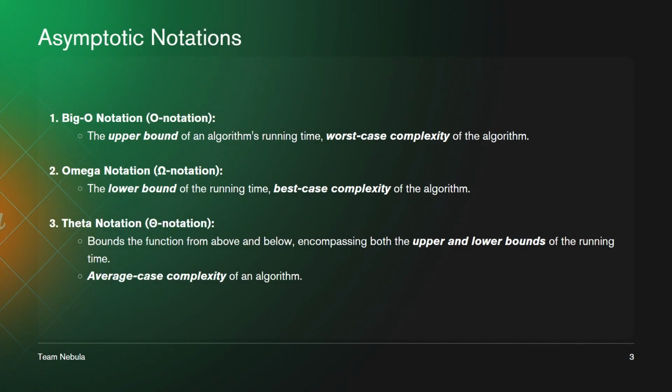The three main asymptotic notations. Big O notation. It characterizes the upper bound of an algorithm's running time, providing us with the worst-case complexity. Omega notation. It denotes the lower bound of the running time, revealing the best-case complexity of the algorithm. Theta notation. This notation bounds the function from above and below, encompassing both the upper and lower bounds of the running time. It is well suited for analyzing the average case complexity of an algorithm.